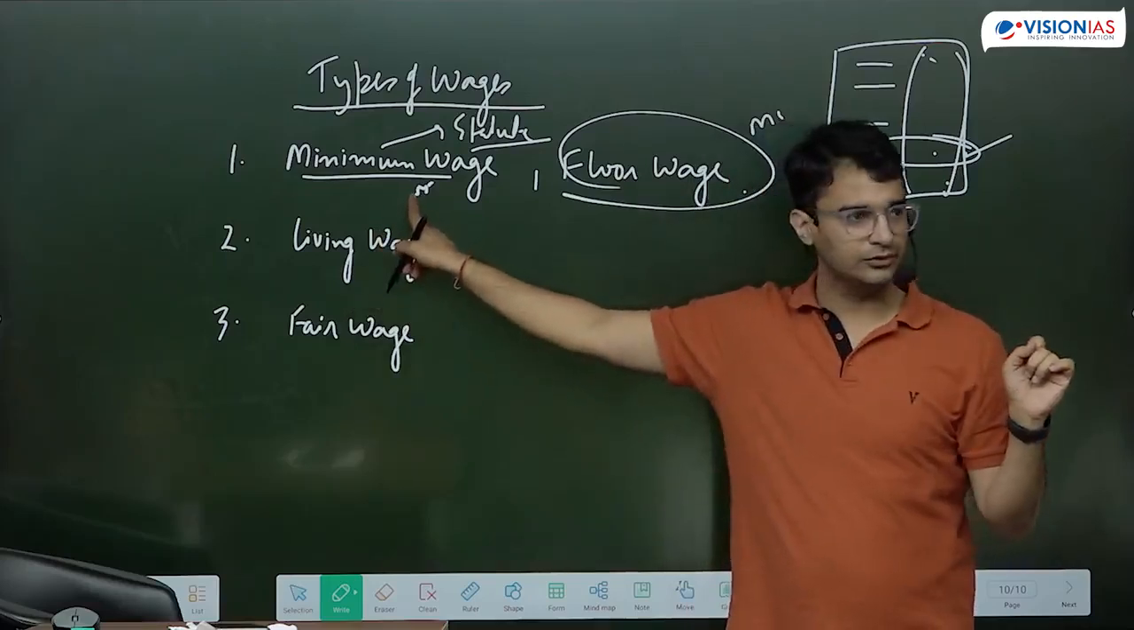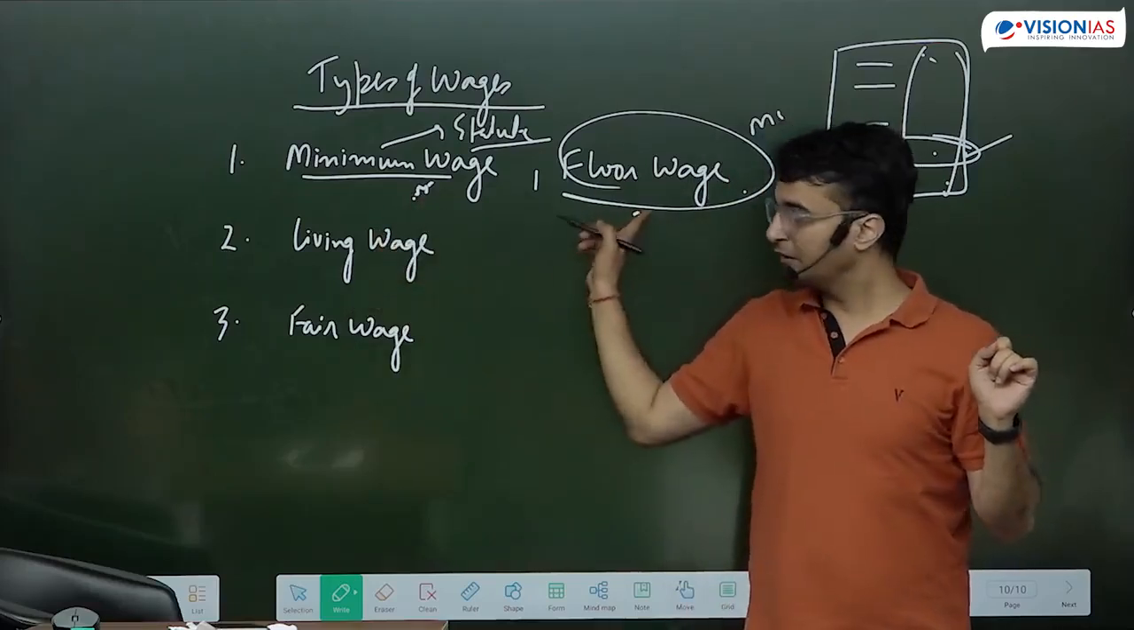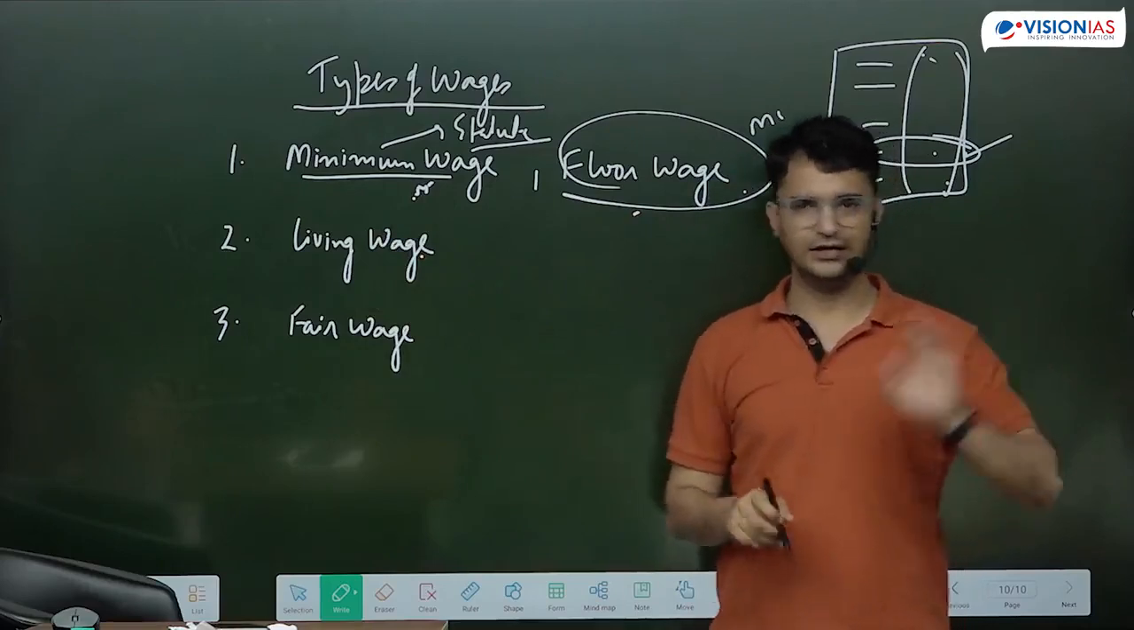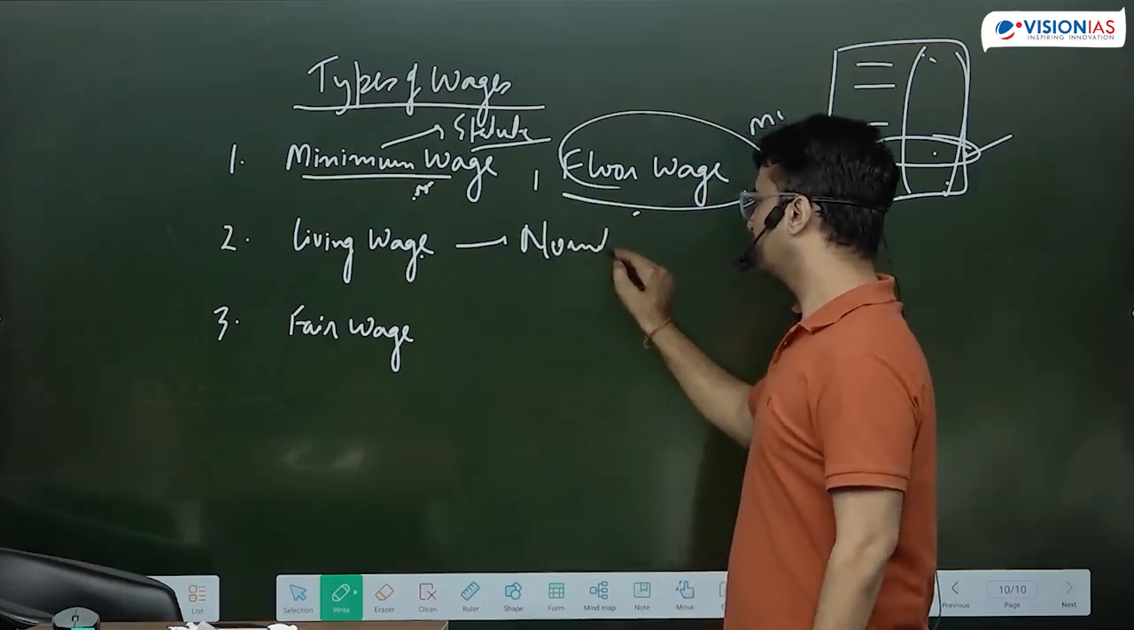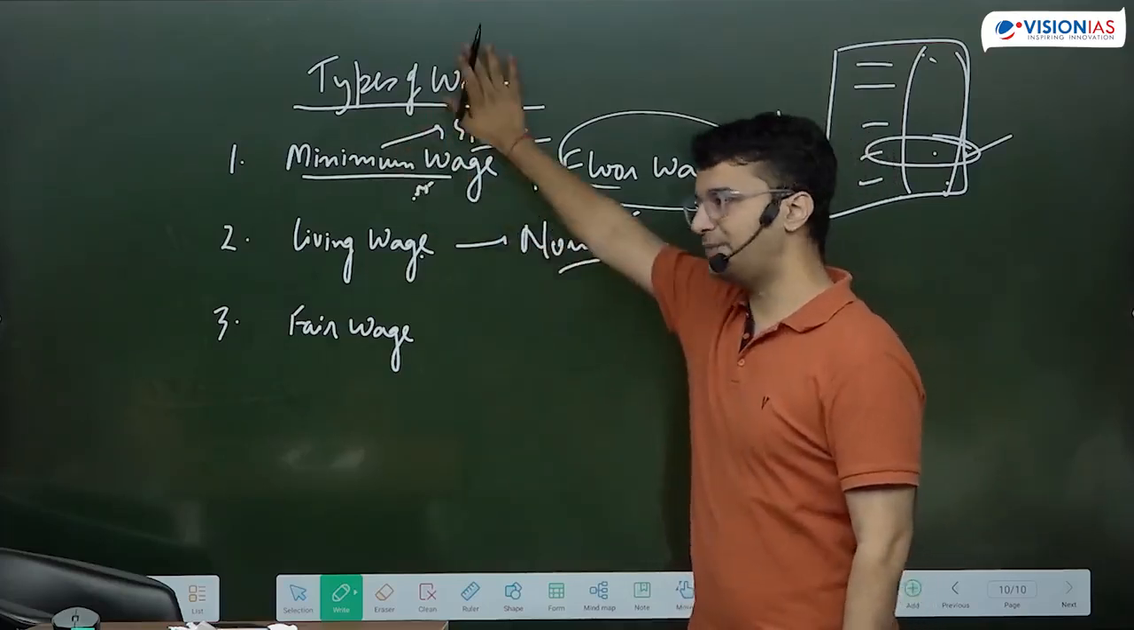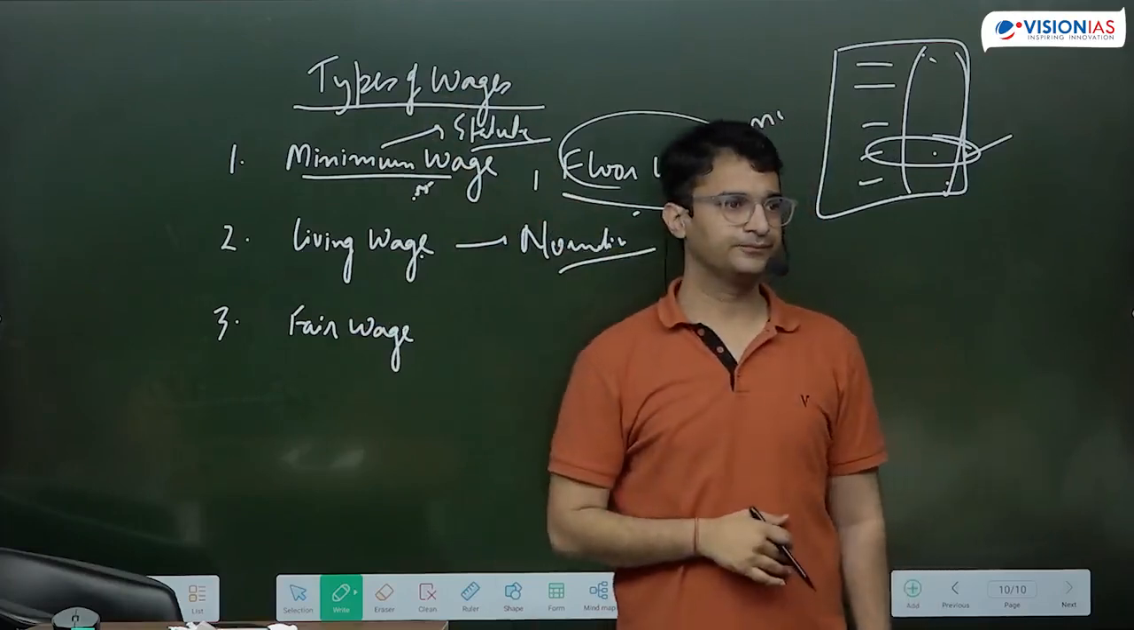Minimum wage clear हो गया सबको? Minimum wage and floor wage clear है? Okay, next is living and fair. बहुत आसान है living and fair. Living wage is a normative wage. यहां पे तो हमारा statutory part खत्म हो गया, अब living और fair देखते हैं.